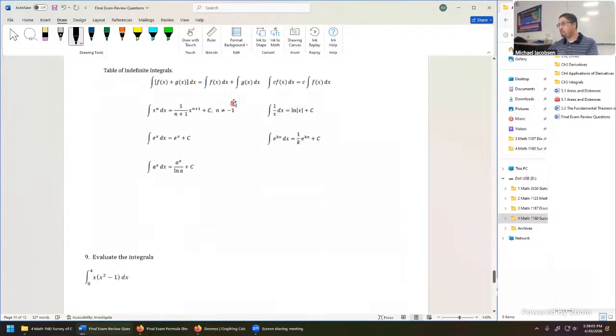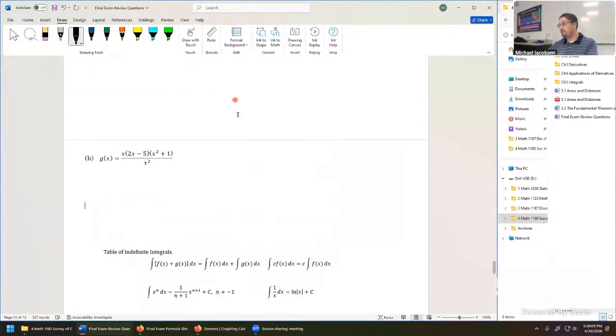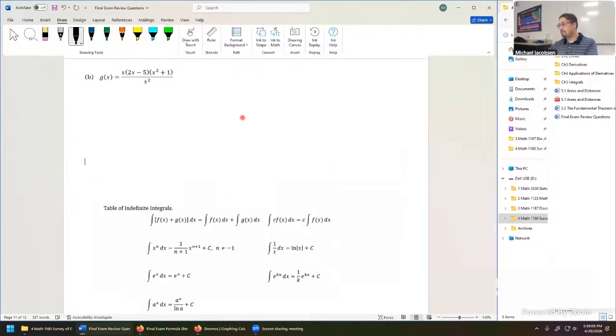Here's our g of x function. We want an antiderivative on this one. But this one is definitely pretty tricky to work with. The trouble with differentiating is you cannot differentiate that by differentiating x, 2x minus 5, x squared plus 1, and then divide by the derivative of x squared. This one would be a nasty quotient rule with a product rule to do the total derivative in that format.